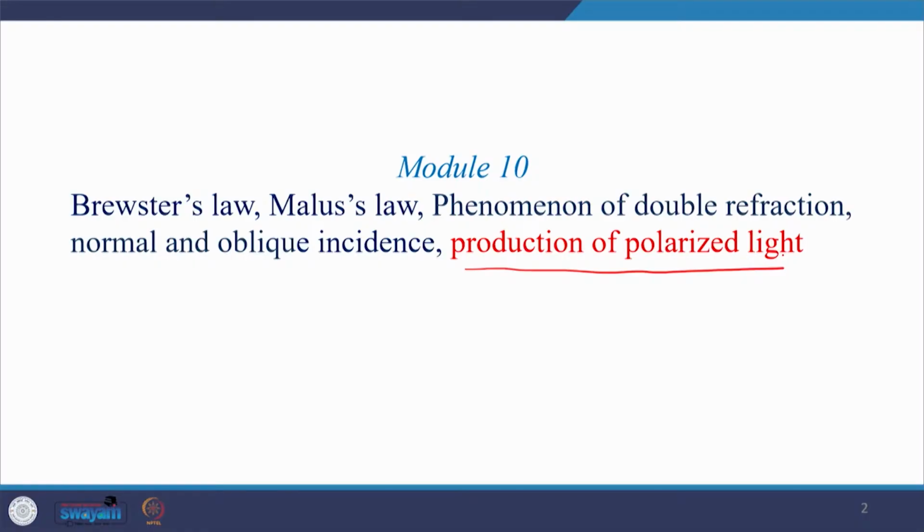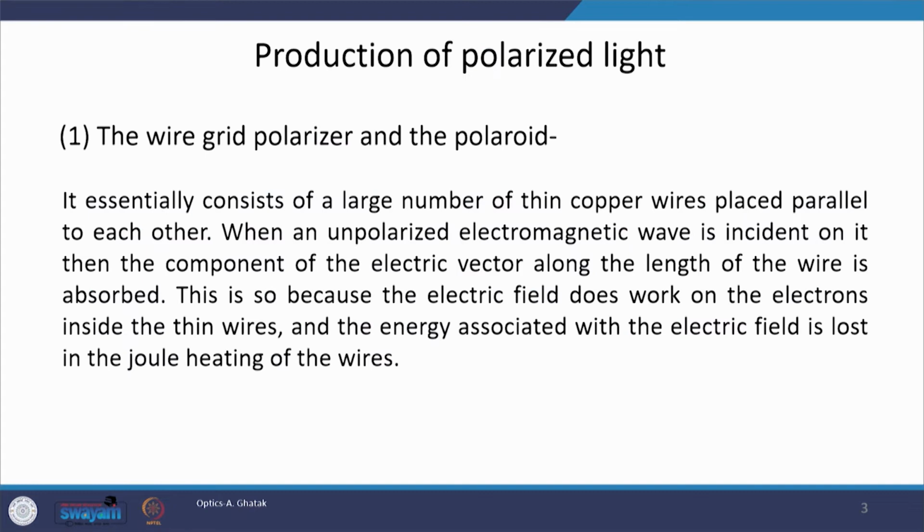Today we will hold the last lecture in module 10, and in this last lecture we will talk about different techniques for producing polarized light. In this direction, we will first talk about the wire grid polarizer, and then we will also talk about polaroid. This is a technique wherein polarized light is produced using very thin and long conducting wires.